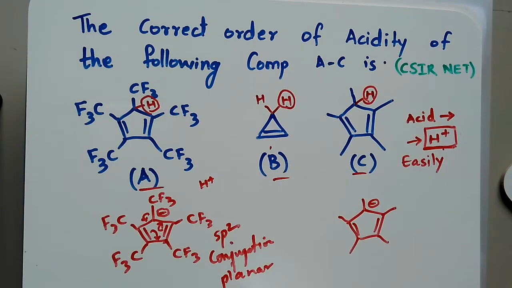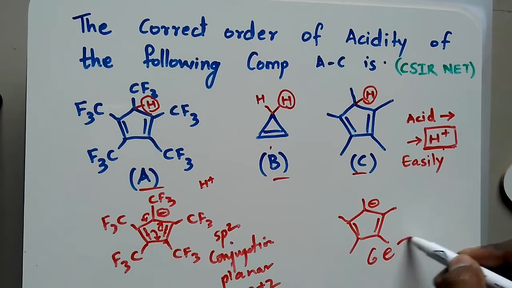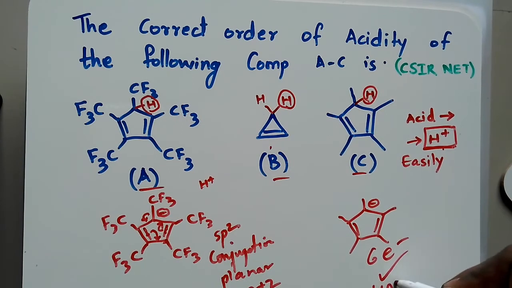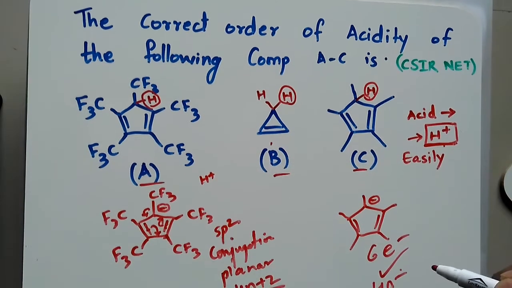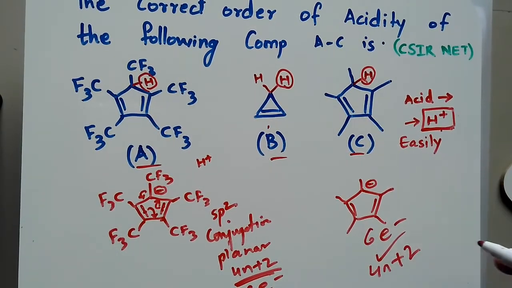Is it following 4n plus 2? That we have to check now. How many electrons? 1, 2, 3, 4, 5, 6. 6 electrons. If I substitute n with 1, 4 times 1, 4, 4 plus 2, it is 6. So 6, it is satisfying. In this case also, there are 6 electrons. Yes, it satisfies 4n plus 2 pi electrons.